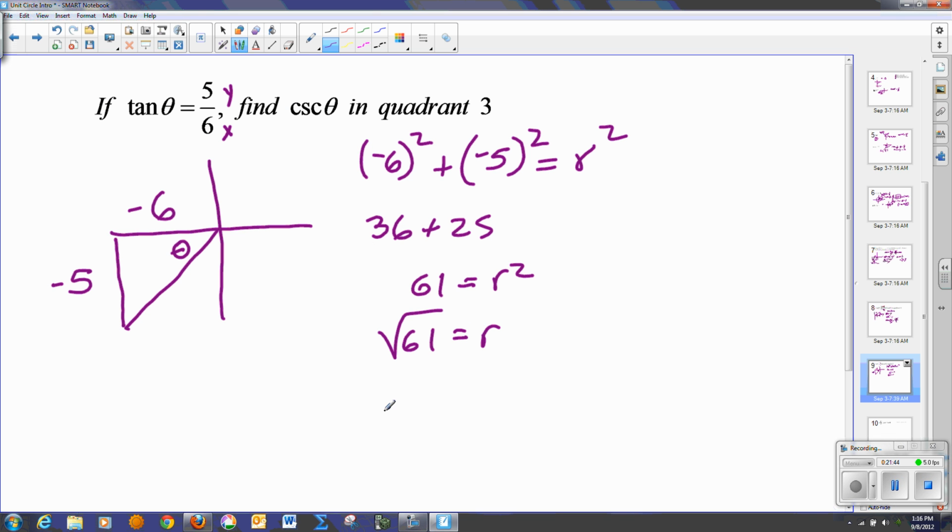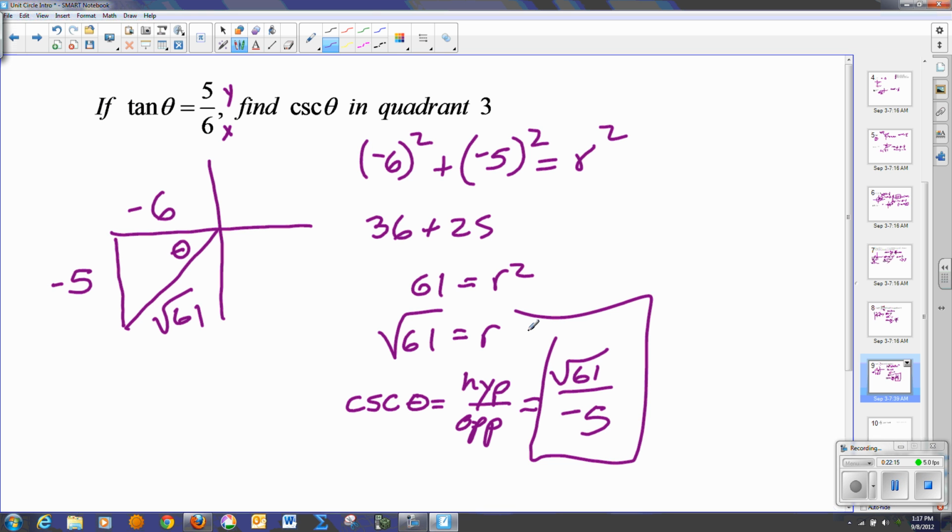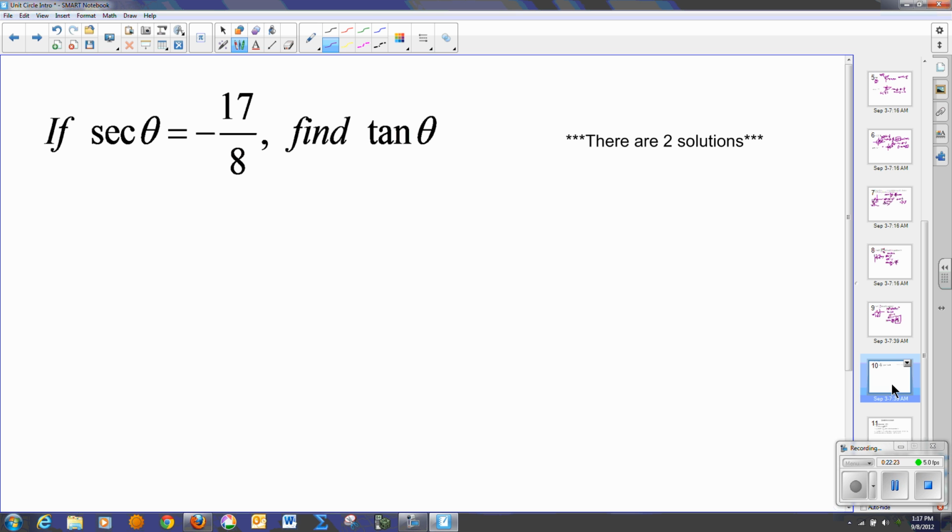I need the cosecant, and my cosecant is the reciprocal of sine, and we know sine is the opposite over the hypotenuse, so I'm looking for the hypotenuse over the opposite once again. So the hypotenuse in this case is root 61, as we discussed, and the opposite side is -5. So root 61 over -5 is going to be equal to the cosecant of the angle theta.